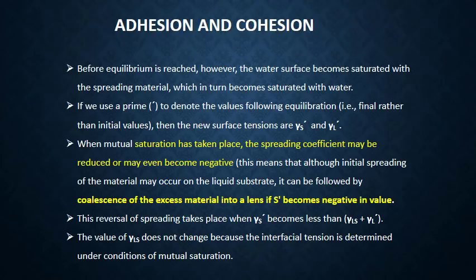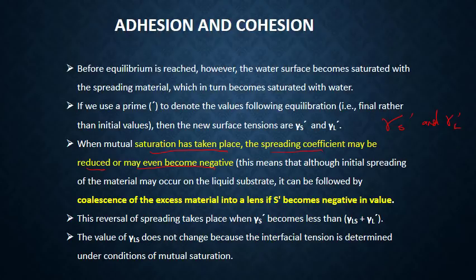Before equilibrium is reached, however, the water becomes saturated with the spreading material, which in turn becomes saturated with water after some time. So if we use a prime to denote the final equilibrium value, then the surface tensions are, for example, the surface tension of S prime and the surface tension of L prime. So when mutual saturation has taken place, meaning after equilibrium, the spreading coefficient may be reduced or even become negative.